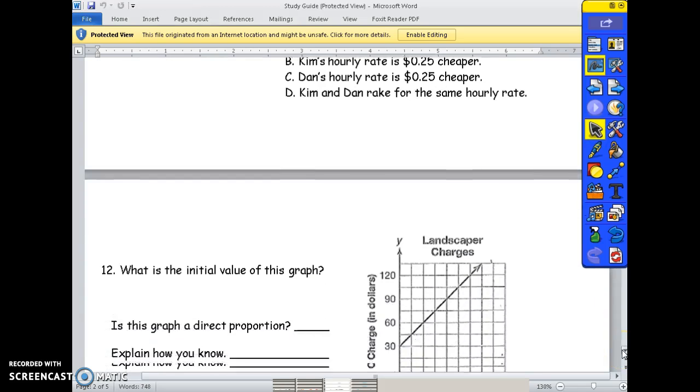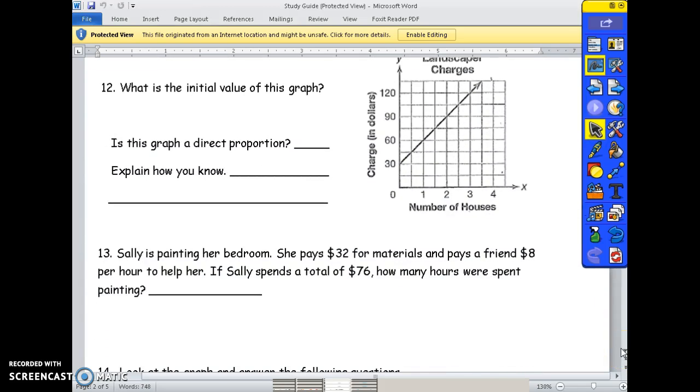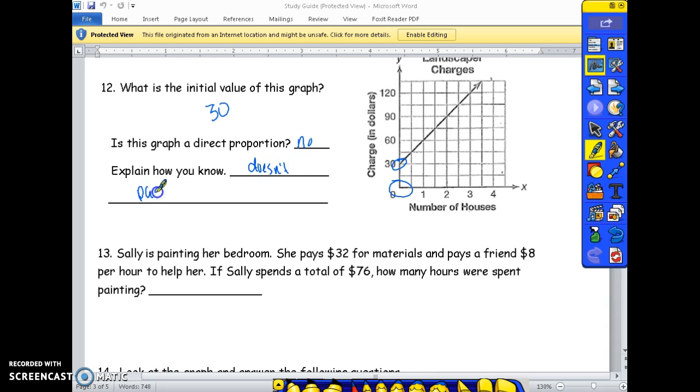All right, our next page, number 12, initial value of this graph. We know that initial value is where the graph crosses the y-axis. It's our y-intercept. When x is 0, the y here is 30. Is this graph a direct proportion? It does not pass through the origin, so no. But again, that type of question is for Unit 6.